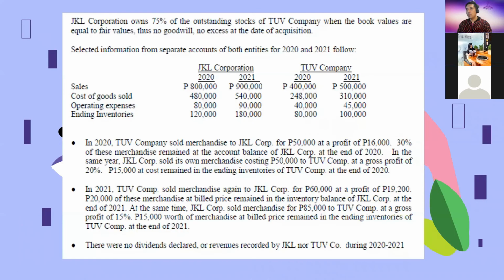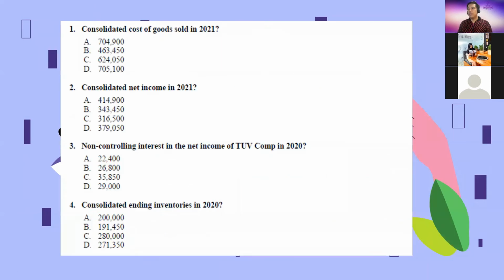So problem number 2, let me read the requirements first. Number 1, consolidated cost of goods sold 2021. Number 2, consolidated net income in 2021. Number 3, non-controlling interest in the net income of TUV company in 2020. Ayan ha. And number 4, consolidated ending inventories in 2020.